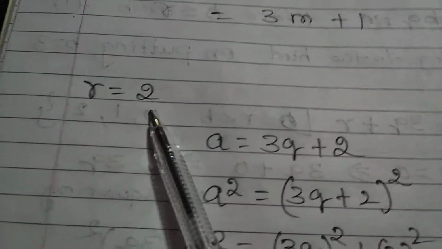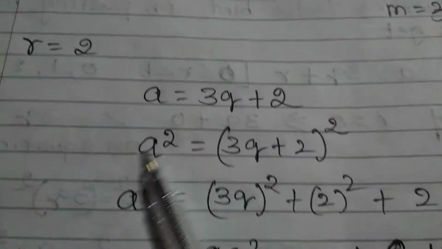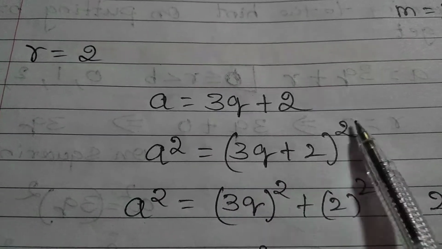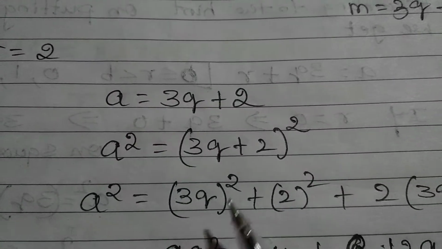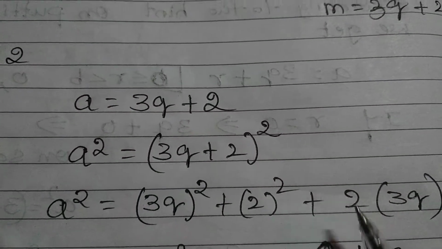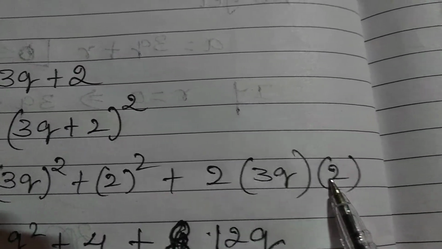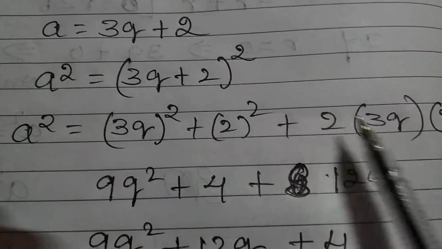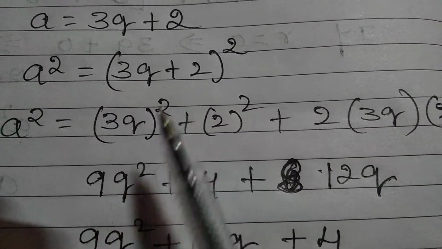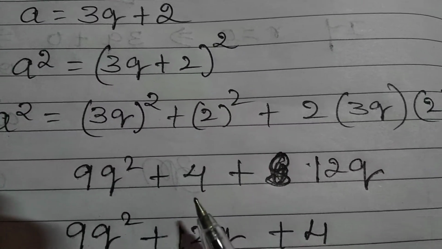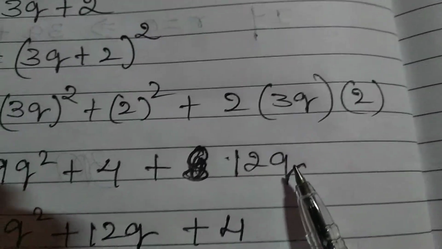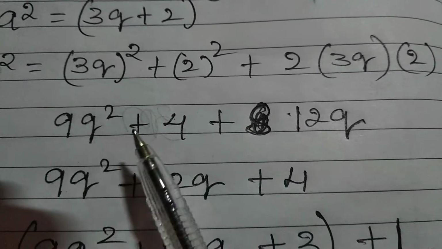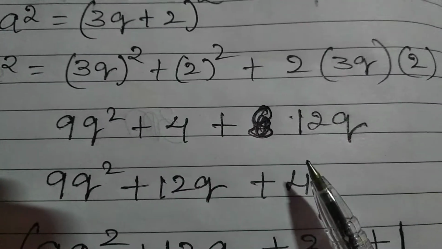Now take the next. r is equal to 2. a is equal to 3q plus 2. a square is equal to 3q plus 2 whole square. Again the same formula, a plus b whole square formula: 3q whole square plus 2 square plus 2 into 3q into 2. After applying the formula, simplify it. 3 3s are 9q square, plus 2 2s are 4, then 2 3s are 6, 6 2s are 12q. So rearrange it: 9q square plus 12q plus 4.